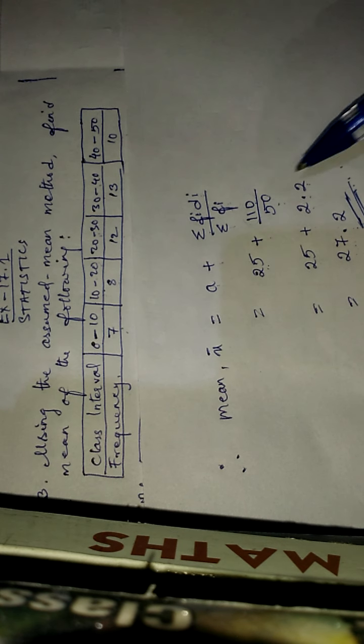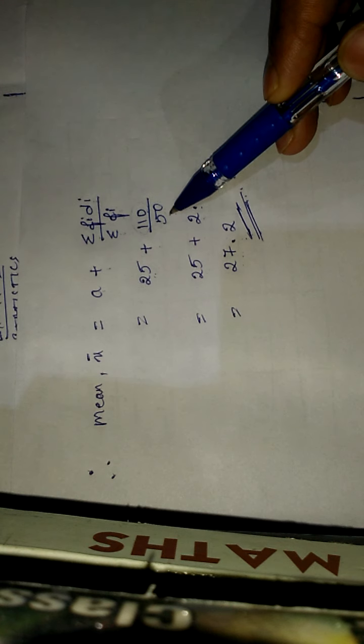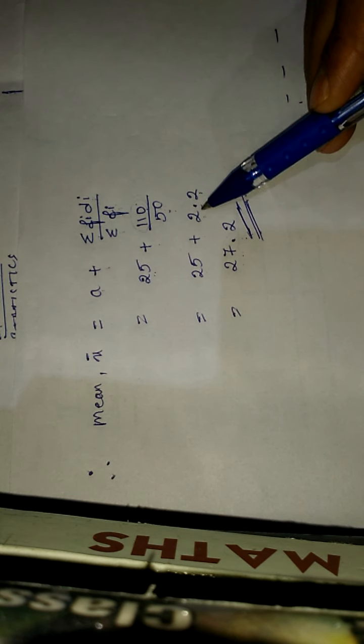Now we have to divide 110 by 50. If we divide 110 by 50, we will get 2.2. Then add this 2.2 to 25. 25 plus 2.2 will be 27.2. So this is our required mean. Thank you.